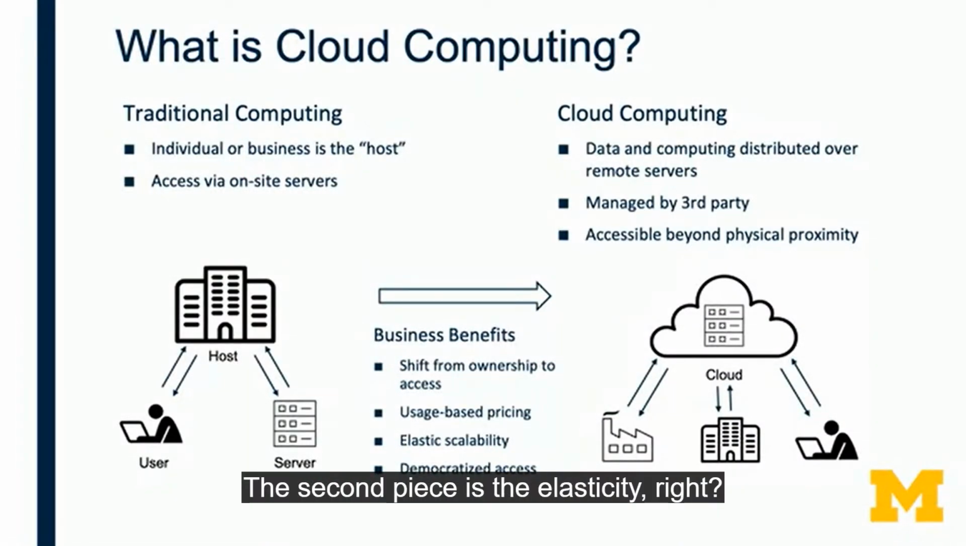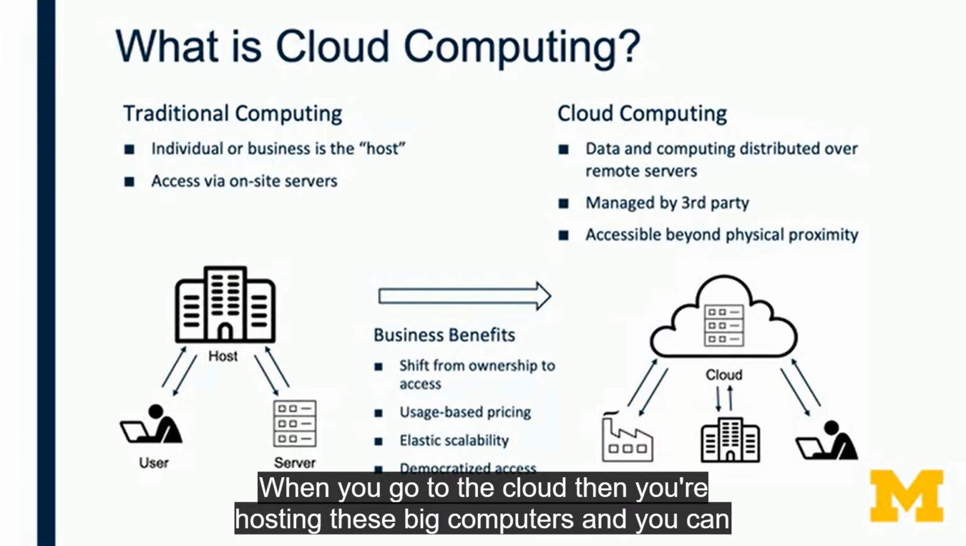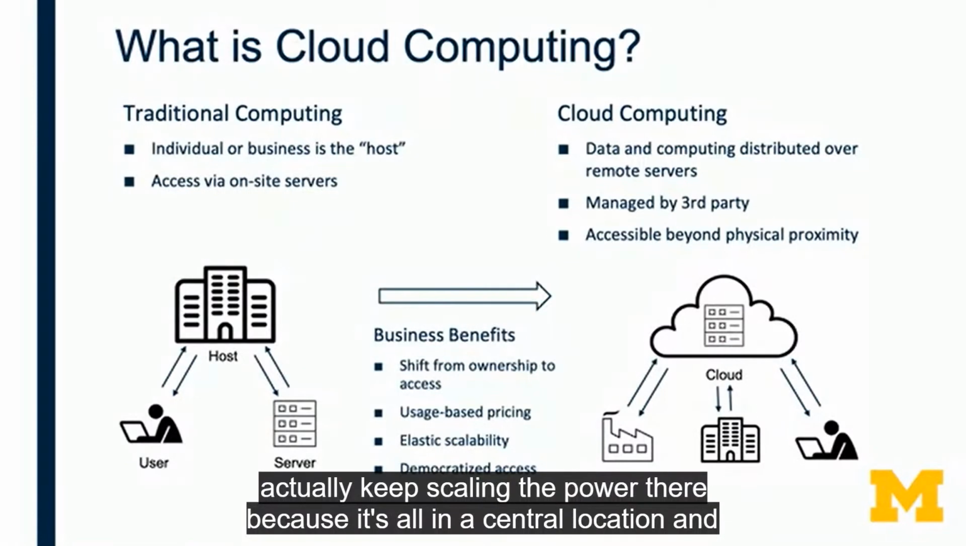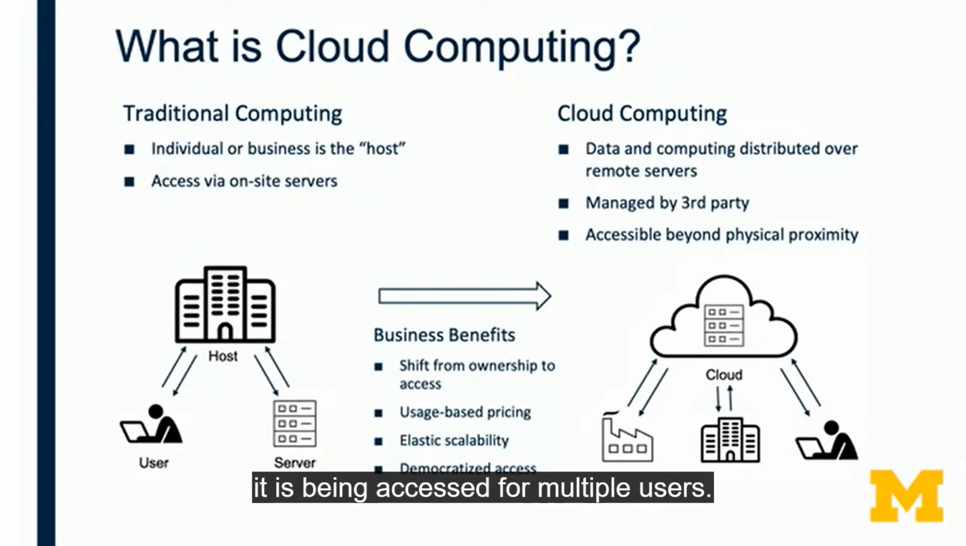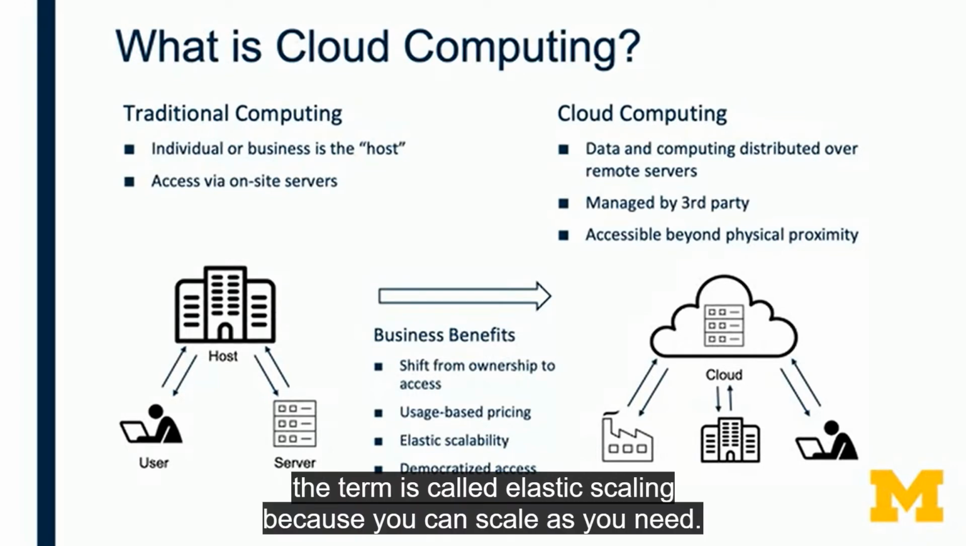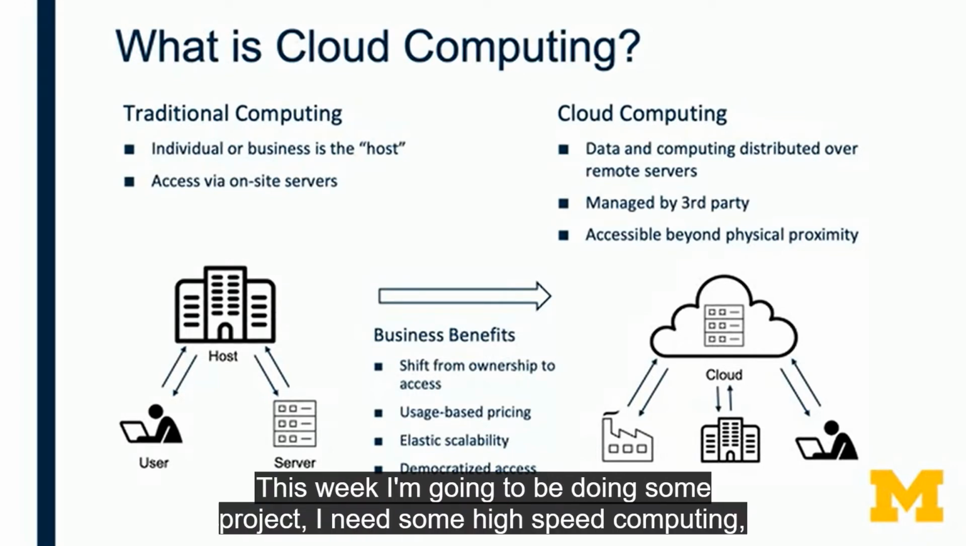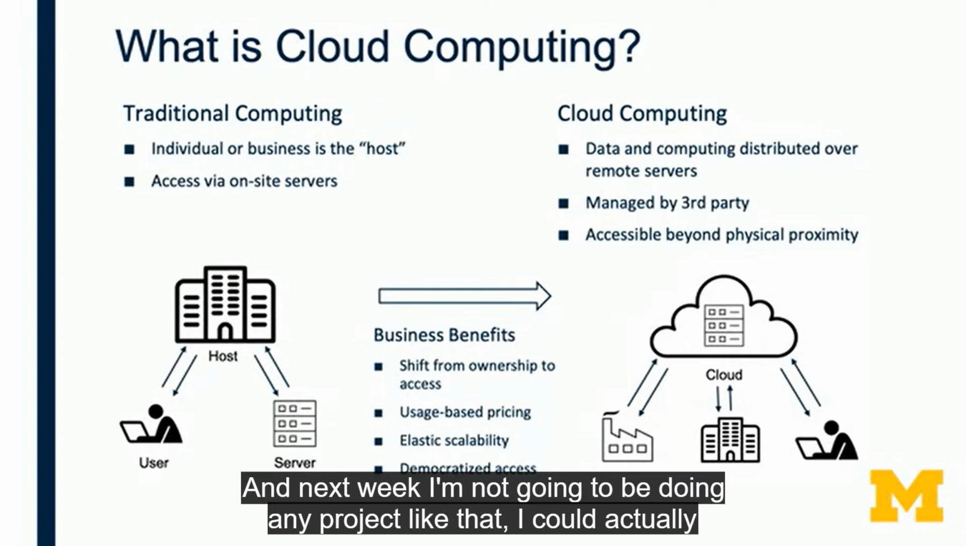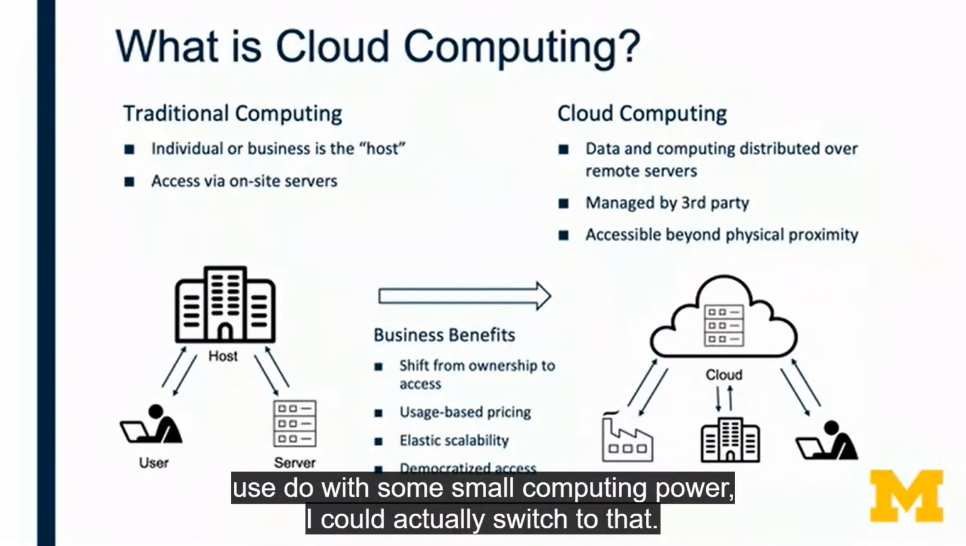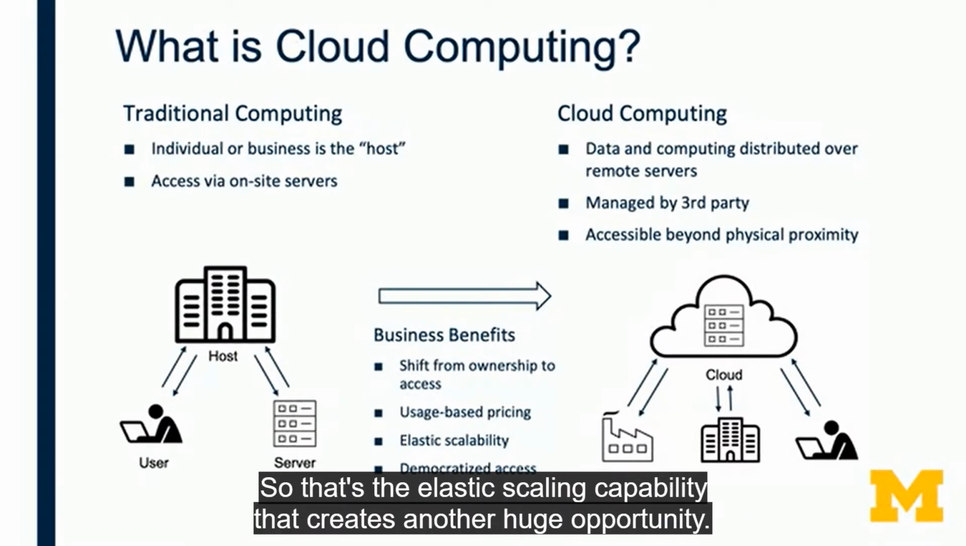The second piece is elasticity, right? When you put these big computers in the cloud, you can keep scaling the power there because it's all in a central location and is accessed by multiple users. The term is called elastic scaling because you can scale as you need. This week I'm going to be doing some project, I need some high-speed computing, I can access that. And next week I'm not going to be doing any project like that, I could do with some small computing power, I could switch to that. So that's the elastic scaling capability that creates another huge opportunity.